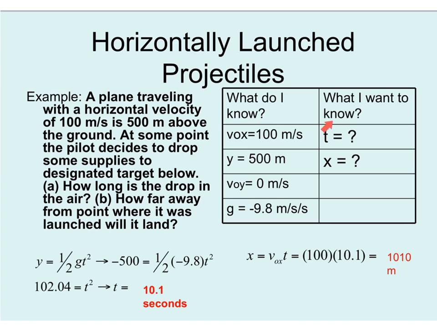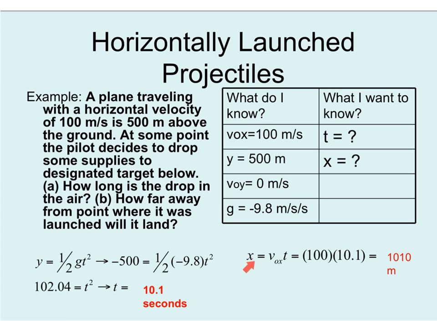Let's begin with identifying our time. In order to do this, we're going to take 1/2 times gravity times time squared. So we have negative 500, because that's our height, will equal 1/2 times our gravity times time squared. Now we're going to solve for our time squared, and when we do so, we end up getting 10.1 seconds that the drop was in the air.